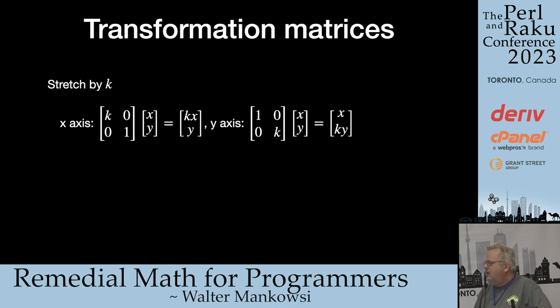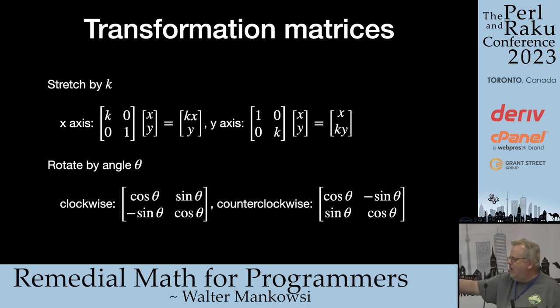If you want to stretch by K in the x-axis, you can do what I have on the left. So it's just the matrix K, 0, 0, 1 times the vector. So that's going to give you the result Kx over y. It's multiplying x by K, but it's leaving y alone. And similarly, if you want to do the y-axis, just put the K in the lower right-hand corner, and all you're doing is multiplying y and keeping x by itself.